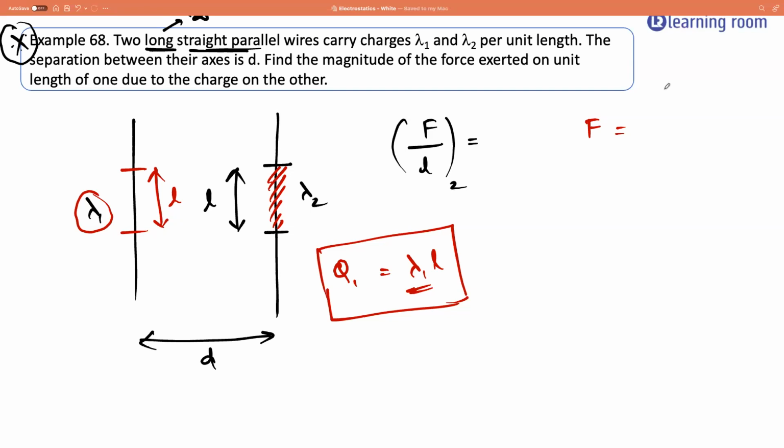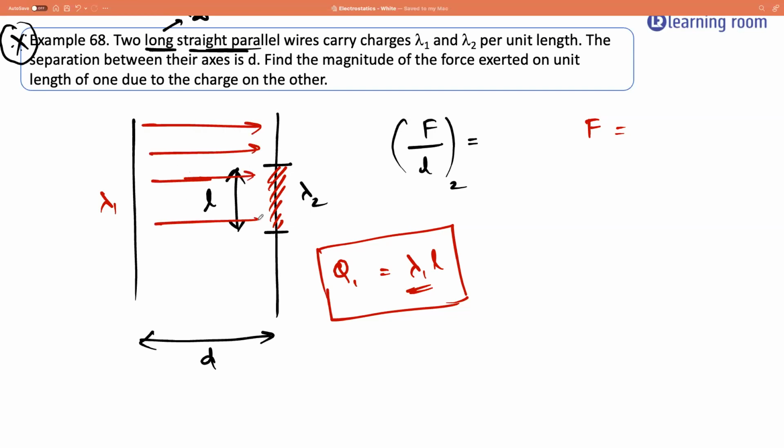Okay. So what will be the final answer? Sir, lambda 1 into lambda 2 upon 2 pi epsilon naught r. Answer is right. Can we make it slightly simple? See, what did I say is the value of electric field generated due to a linear charge? So what is the value of electric field generated due to it? Lambda 1 divided by 2 pi epsilon naught into d. Can I say it like this?